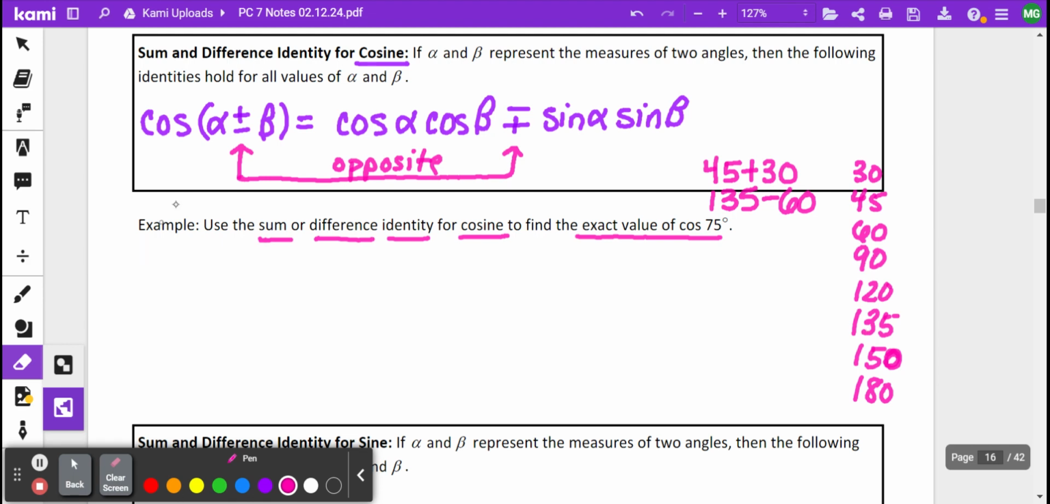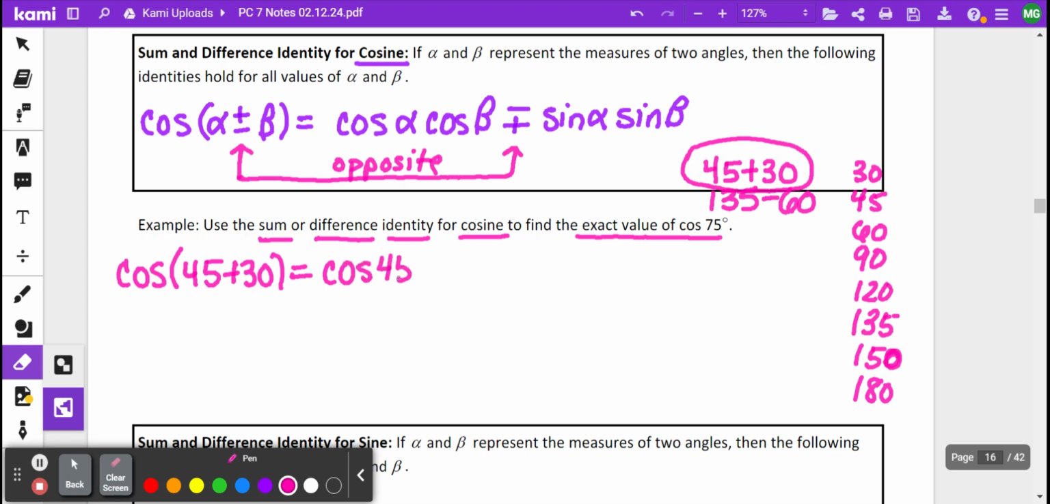So what we're going to have is the cosine of 45 plus 30. And I'm going to write it out this time. It's going to equal the cosine of 45 times the cosine of 30. And here's what I was talking about. Because this is addition here, we will use subtraction here: the sine of 45 times the sine of 30.